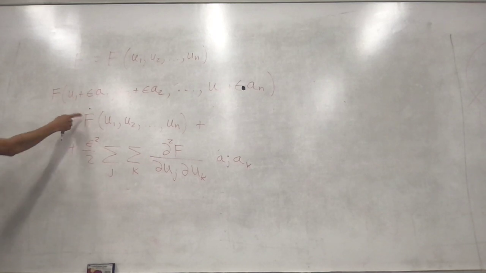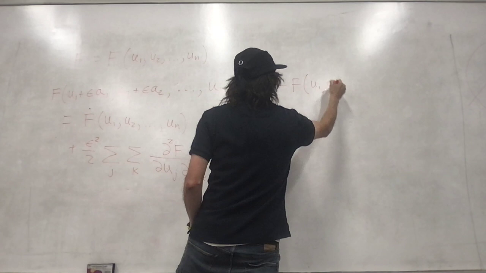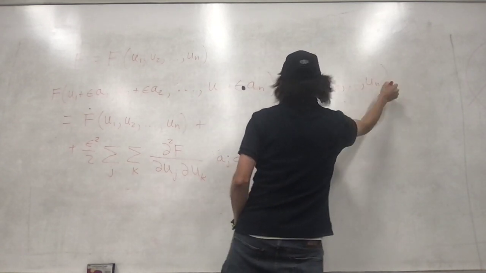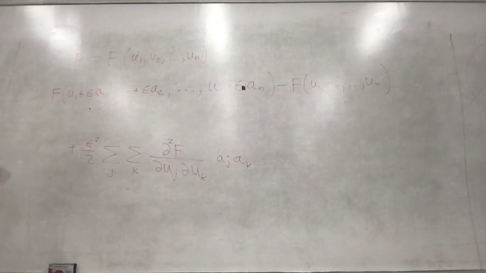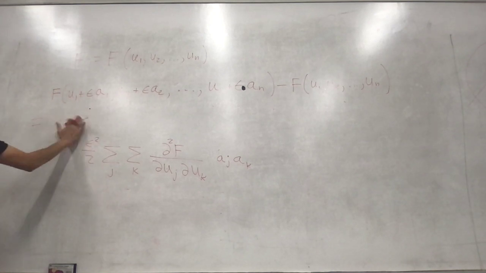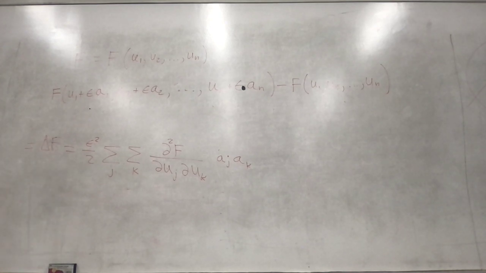This one, we can put it on the other side of the equation. So we can put it over here. And this is the function at some point that you're looking at minus the value of the function at the original point. So this is just delta f. So this is the only term that we care about for the second variation. Well, this is the second variation.